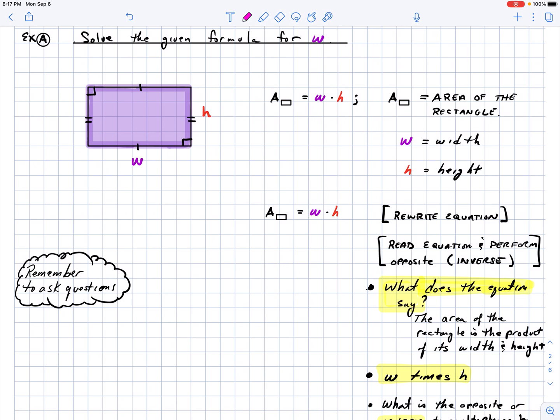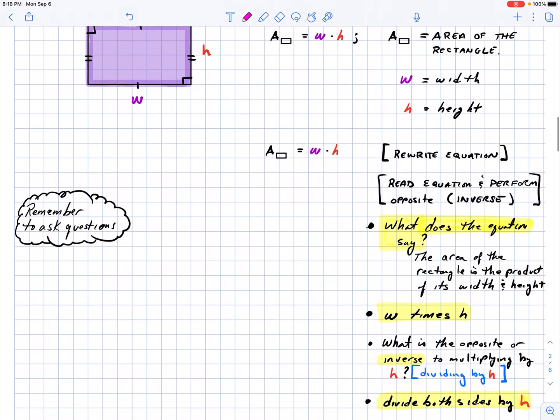So I let us know what the variables stand for. That big A with the little rectangle subscripted there, just a little below the A, is saying that's the area of the rectangle. W is width and H is height. That way we have some indication of what we're looking for. So originally what we do is we just rewrite the equation. And then we read the equation.